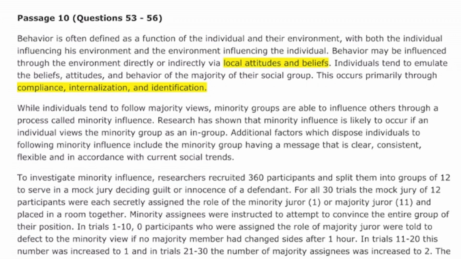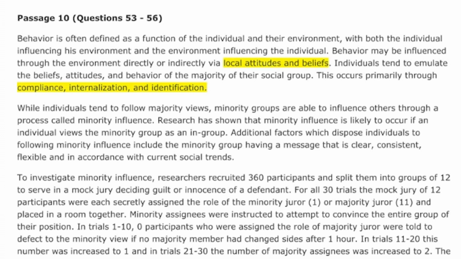While individuals tend to follow majority views, minority groups are able to influence others through a process called minority influence. Research has shown that minority influence is likely to occur if an individual views the minority group as an in-group. Additional factors which dispose individuals to following minority influence include the minority group having a message that is clear, consistent, flexible, and in accordance with current social trends.